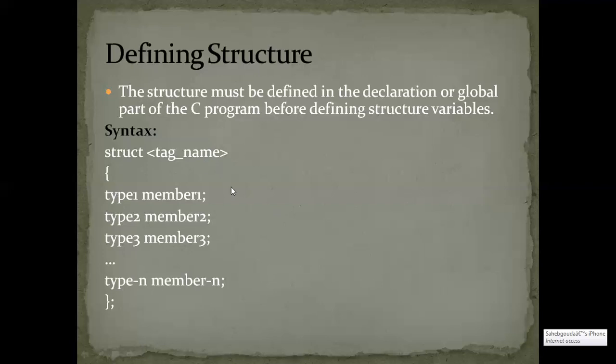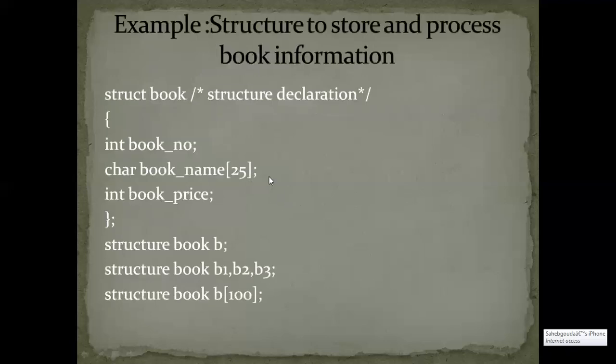Hope you can understand the syntax and what struct, tag name, type and member are. Okay, we can see one example: structure to store and process book information. Here, book information consists of which members? As I told you, struct is a keyword. Book is a valid identifier, or we can say the name of the structure.